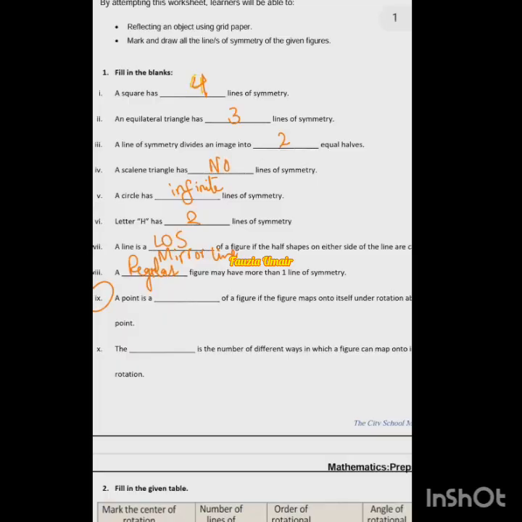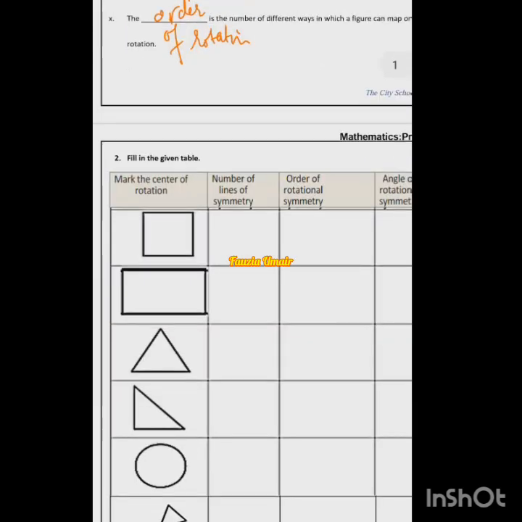So last is the dash, the number of different ways a figure can map into itself by rotation. Order of rotation. So the point would be the center of rotation. Center of rotation and order. Order is the number of different ways. All right. So this you can do.